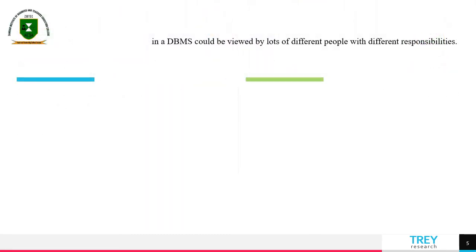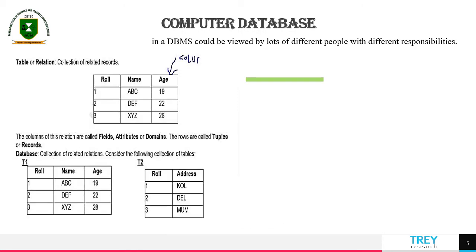So a database management system could be viewed by lots of different people with different responsibilities. Okay, so now here is another example. We are simply talking about the table relation, which is a collection of related records. If you see, we've got the first table, it is 4 by 3. So we've got four rows and 3 columns. This is now the organized data, which we are calling the information.